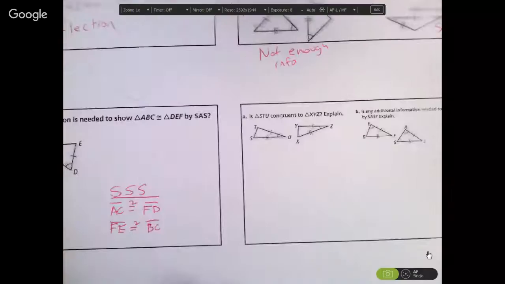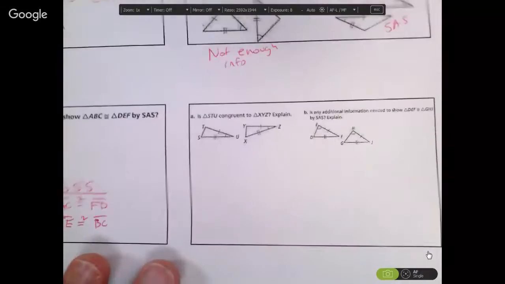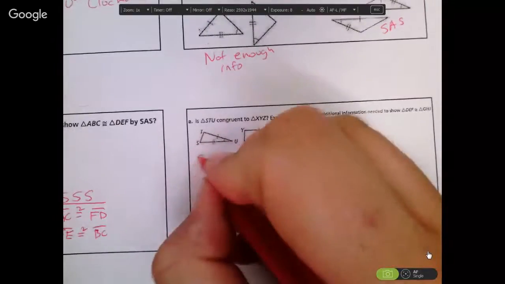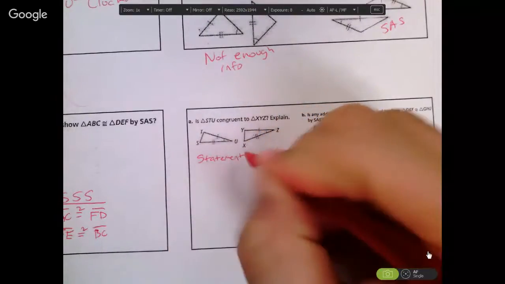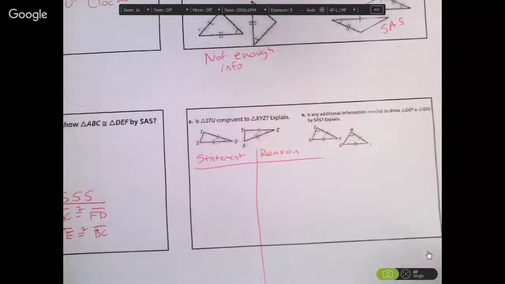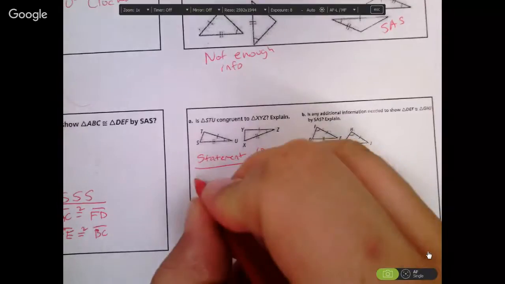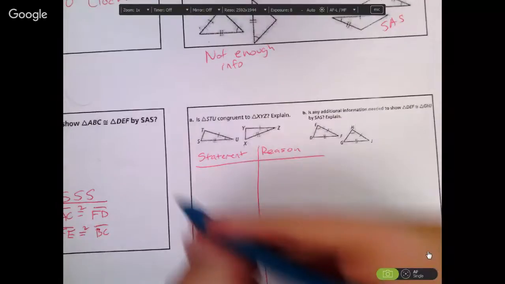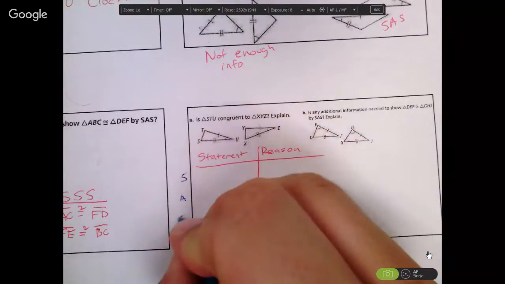Okay, last one. Is triangle STU congruent to triangle XYZ? Yes. Explain. So how do we explain these things? They both have the same test. Statement, reason. We have to write a proof. Okay? So I like to do them in order. You don't necessarily have to, but it makes sense to go ahead and give me a side, and then give me an angle, and then give me a side.